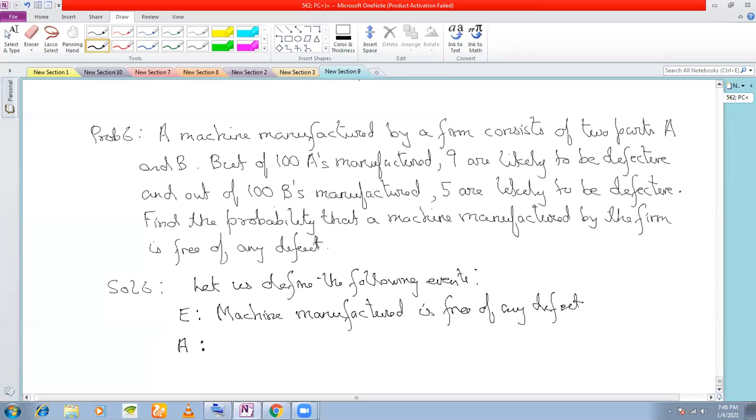Look at this. A machine manufactured by a firm consists of two parts A and B. Out of 100 A's manufactured, 9 are likely to be defective. That means event A will be part A is defective. And what is the probability of part A? Wait, let me define the other event first. Event B must be part B is defective.